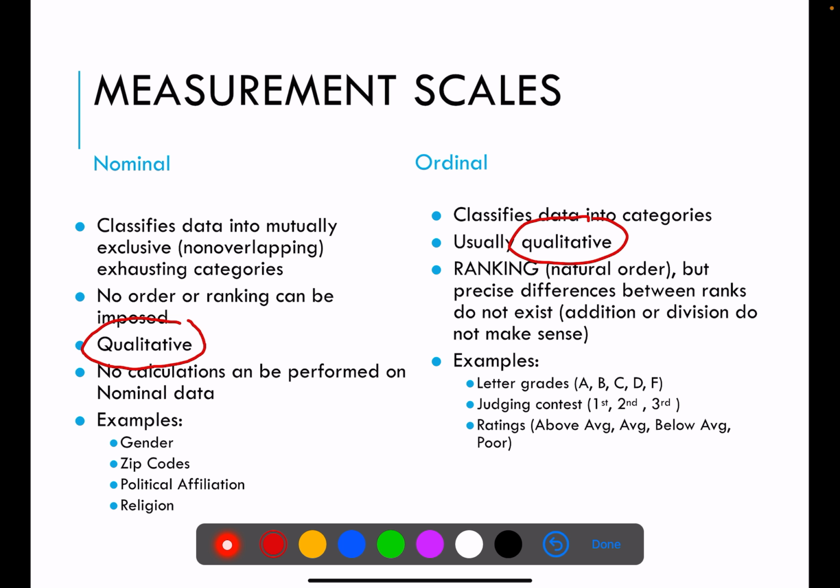For example, if we're talking about letter grades A, B, C, D, F, there's a natural ordering, but ordering them from F, D, C, B, A would also work too. Judging contest, first, second, or third place, and also rating: above average, average, below average, poor. So those are qualitative data. However, what you need to understand is that when adding, subtracting, or dividing them doesn't make sense, then those are ordinal data.